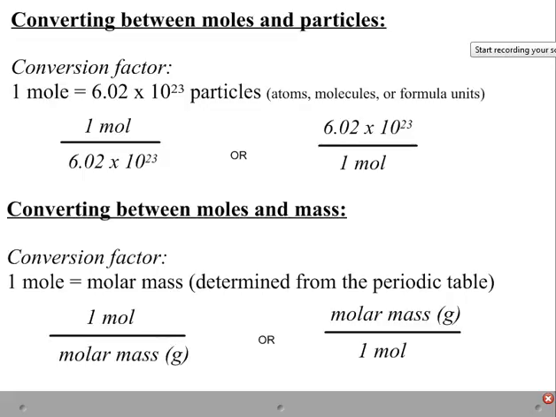And you can see here that it says that we're going to need to convert between moles and particles. And to do that, we're going to need a conversion factor based on the equivalent statement of 1 mole is equal to 6.02 times 10 to the 23 particles. And you can use that equivalent statement as a fraction, and that fraction can be in either orientation.